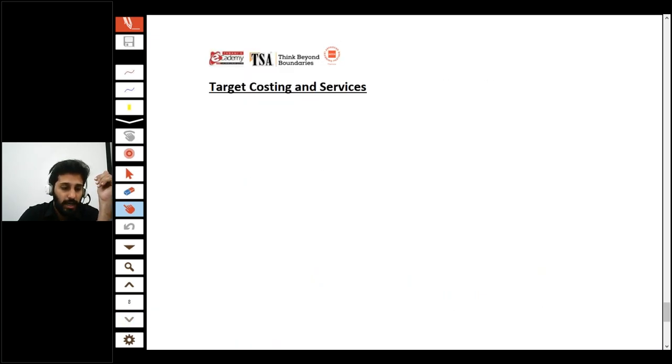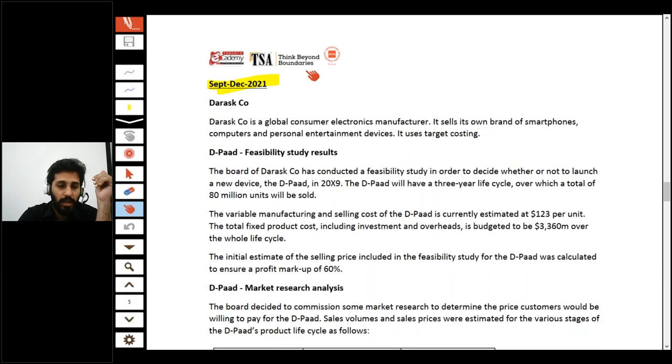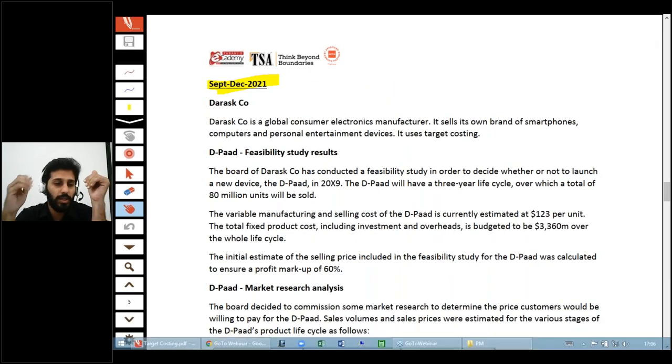Now I came to know that this is the question which is related to the topic target costing. This is a question which is related to the topic target costing, and so you should read this question considering target costing in mind.